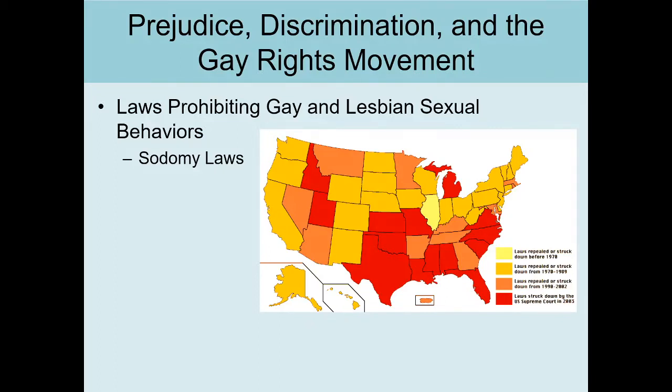So if you look at our little chart, you'll see that Illinois repealed their sodomy laws before 1978. And then the next shade, goldenrod, are the states that struck it down between 1978 and 1989. So you'll see that Washington State is in that group. The orange states struck down their sodomy laws between 1998 and 2002. And then the red states are the ones that got rid of the sodomy laws when the U.S. Supreme Court told them they had to. So the U.S. Supreme Court declared any behaviors that occur between consenting adults are fine.